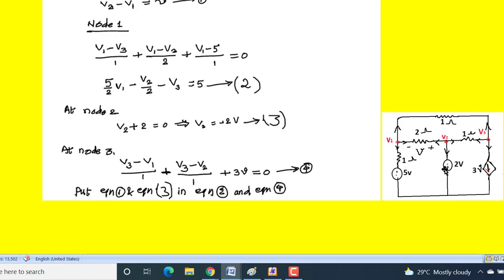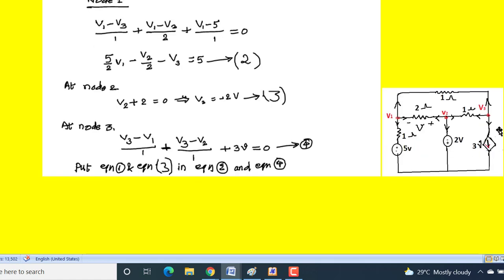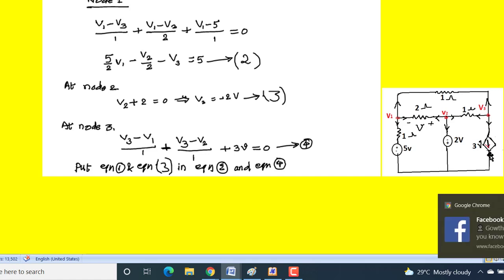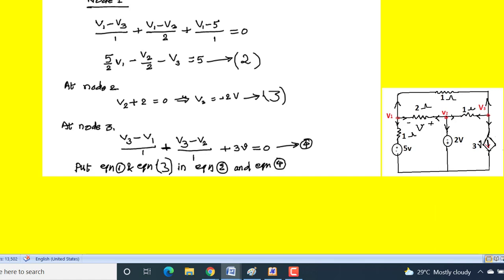So similarly, write the KCL equation at node 3. This is node 3. So that is (V3 minus V1) divided by 1 plus (V3 minus V2) divided by 1 plus, there is another current flowing, that is the dependent current flowing like this. So going downwards, we write plus 3v, small v, 3 into small v, is equal to 0.